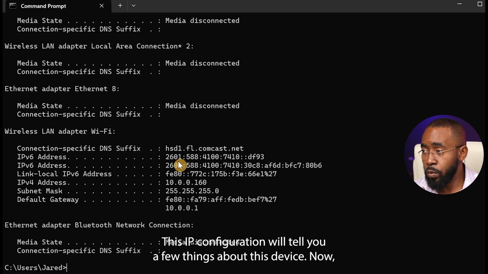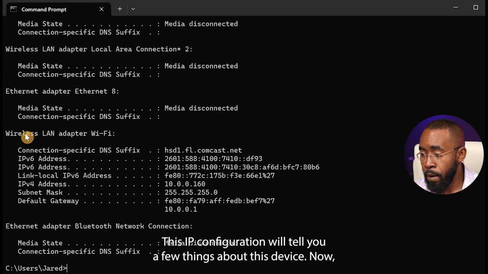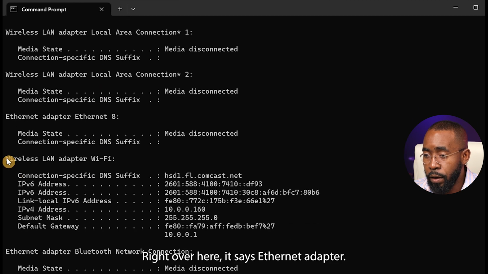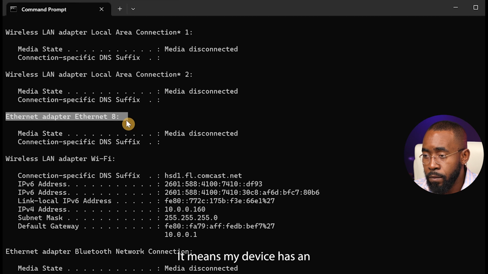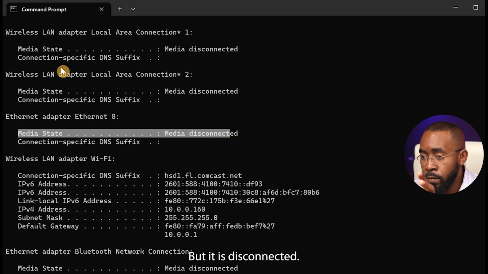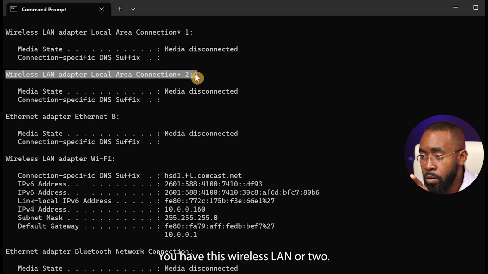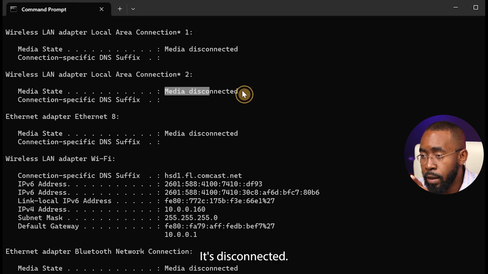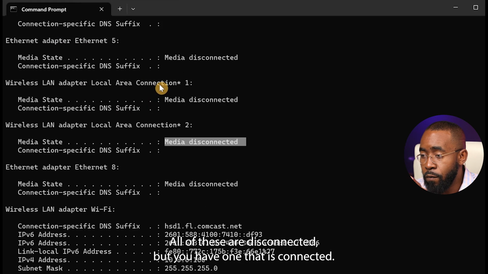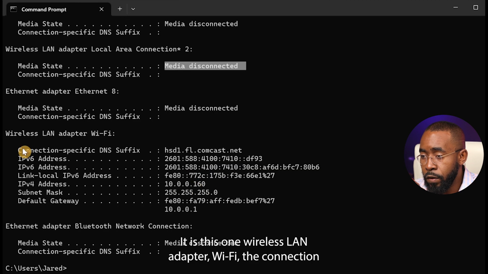This IP configuration will tell you a few things about this device. It tells you here how you're connected to the network. Right over here, it says Ethernet adapter 8. That means my device has an Ethernet adapter, but it is disconnected. You have this Wireless LAN 2, it's disconnected. You have this Wireless LAN 1, disconnected. Ethernet adapter 5, all of these are disconnected, but you have one that is connected. It is this one, Wireless LAN adapter Wi-Fi.